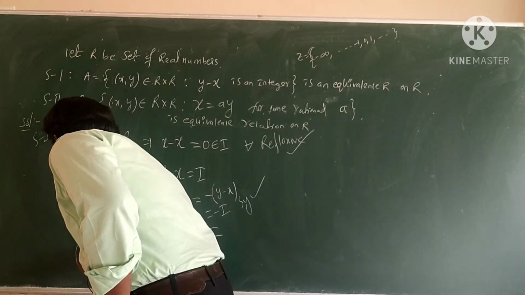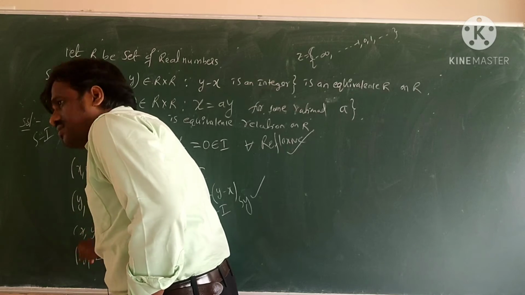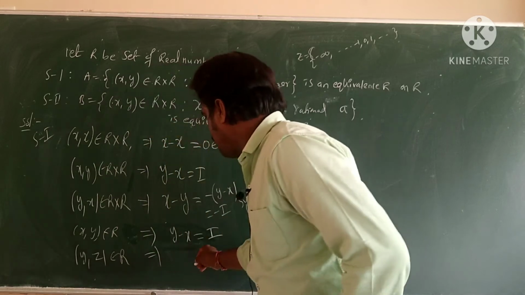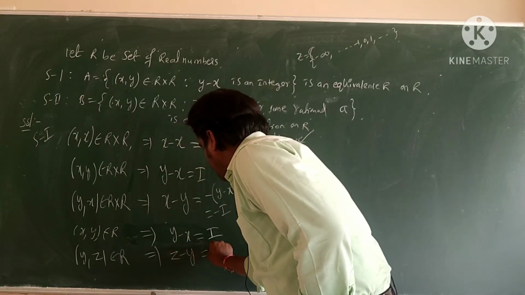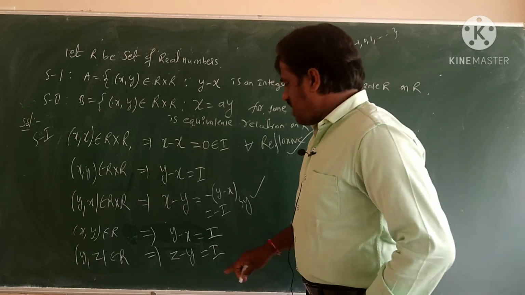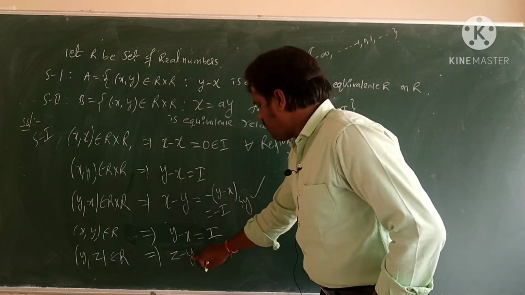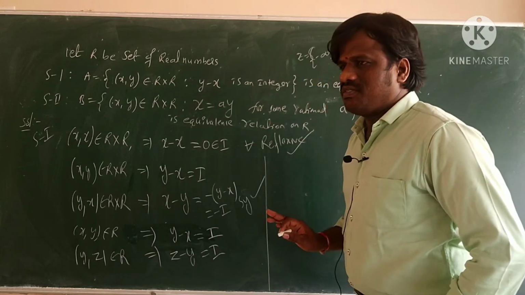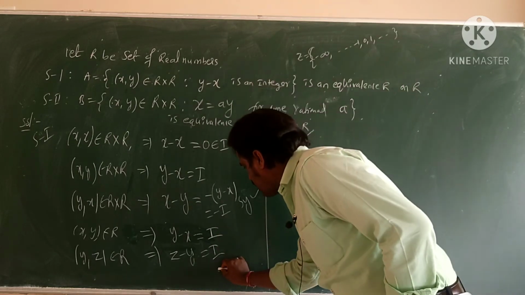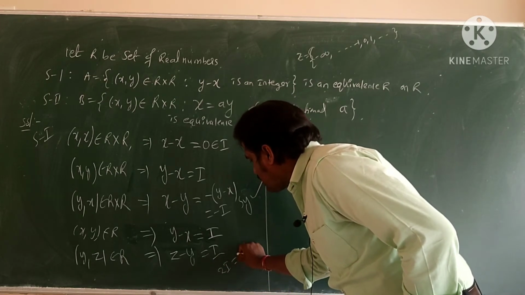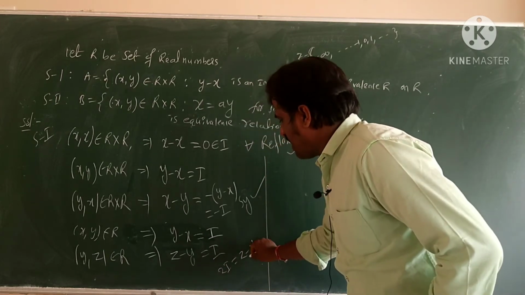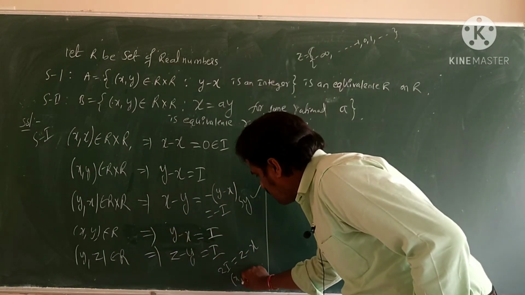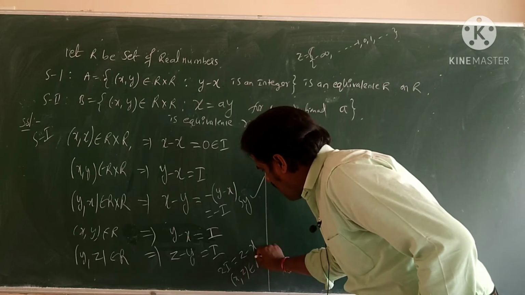Now if I take (y, z) belongs to R, then I will get z minus y is an integer, correct? If I add these both, what will I get? Integer plus integer is an integer only. So the integer is equal to z minus x. Z minus x means, can I write (x, z) is in the relation? So (x, z) belongs to R cross R.